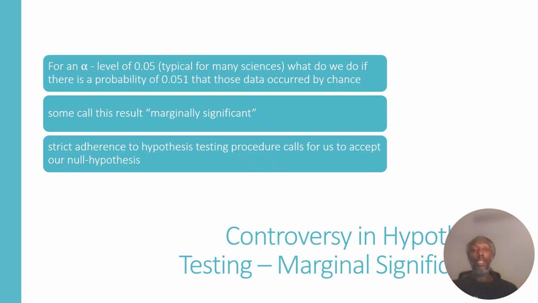If we're going to adhere strictly to hypothesis testing procedure, marginal significance is not a thing. You either accept your null hypothesis or reject your null hypothesis. You accept your research hypothesis or you reject your research hypothesis. I don't find the term marginally significant to be particularly helpful. And oftentimes, depending on the publication you are submitting a paper to, they may or may not accept the terminology marginally significant.